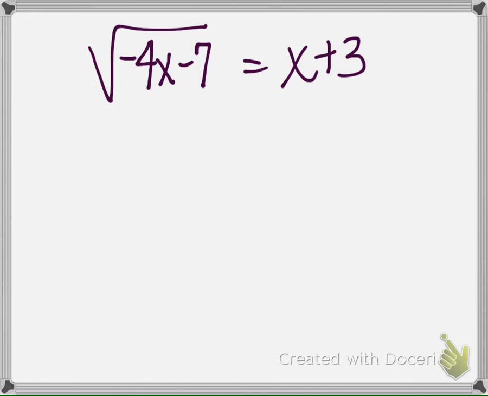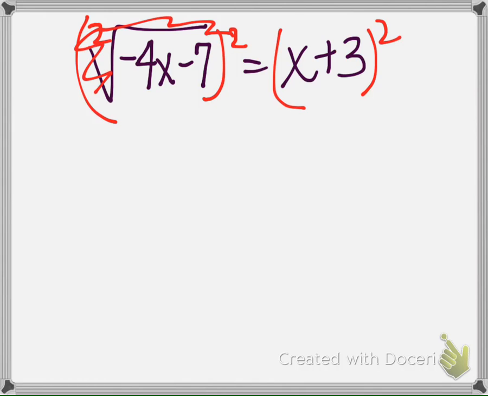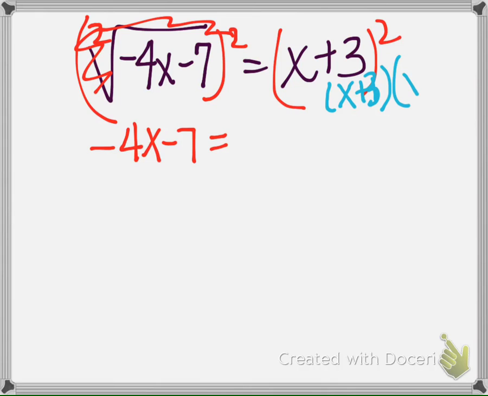Alright, so we need to isolate the radical, which it already is. So since this is a square root, we are going to square both sides. It's going to make this cancel. And then here we have x plus 3 times x plus 3.